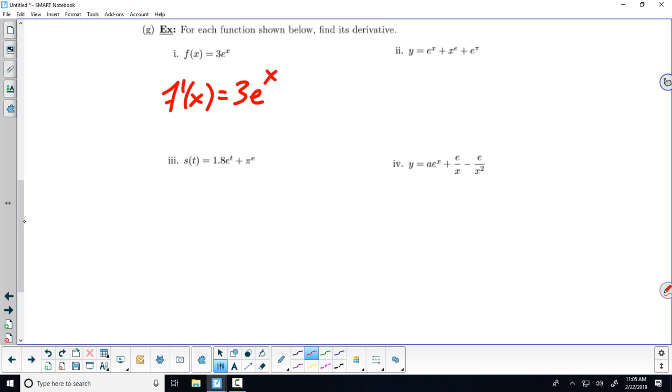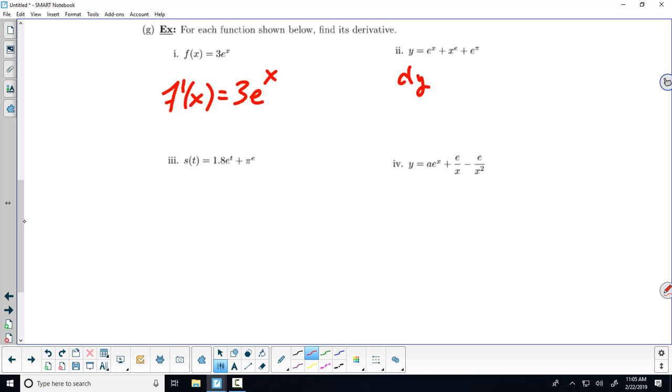The derivative of the constant, when I take the derivative of a constant times a function, the constant just follows along, and then what is the derivative of e to the x? It is e to the x. Okay, so it looks like nothing happened, but there was stuff happening. Okay, all right.